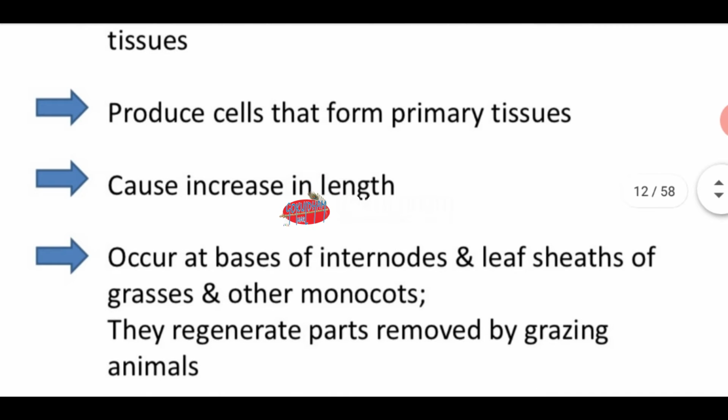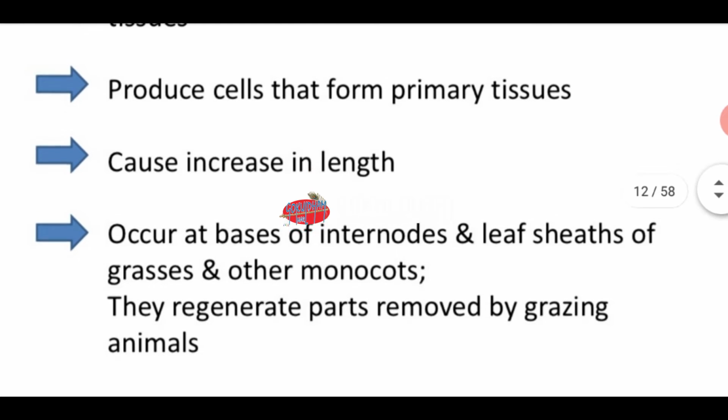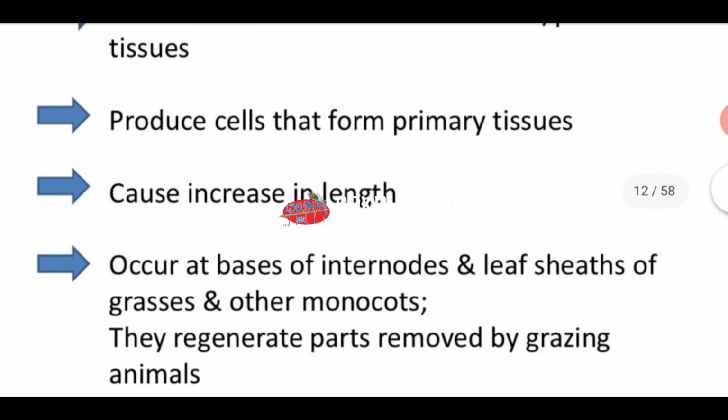And this intercalary meristem occurs at the base of the internode and leaf sheath of the grasses and in other monocots. They regenerate parts removed by grazing. मीन्स दिस इंटरकैलरी मेरिस्टेम आर यूजफुल इन द रीजनरेटिंग द रिमूव्ड बाय द ग्रेजिंग. मीन्स जो पार्ट प्लांट्स एंड ग्रास में ग्रेजिंग के वक्त रिमूव होता है उसे रिगेन करने में इंटरकैलरी मेरिस्टेम प्ले अ इम्पोर्टेंट रोल टू रीजनरेट दिस organ.